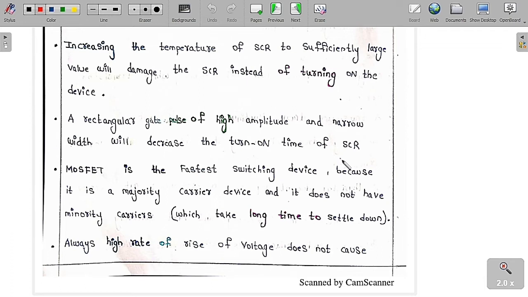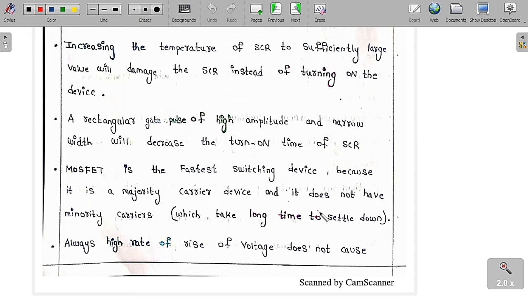If you have a high amplitude of gate current with a small width, then you can turn on the device very easily with a shorter turn-on time. Therefore, a rectangular wave pulse of high amplitude and narrow width will decrease the turn-on time of an SCR. Within a small amount of time, the device can get turned on.